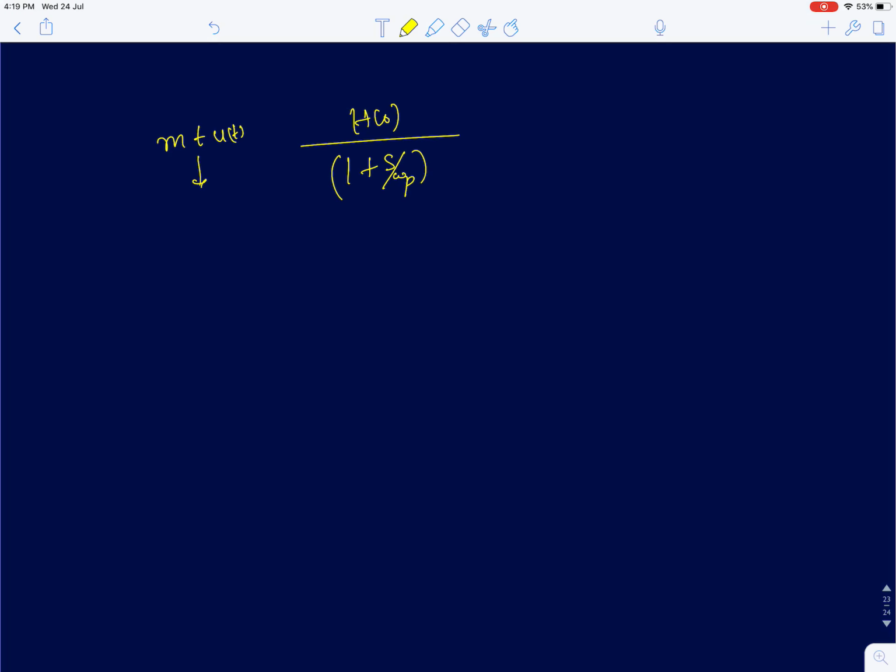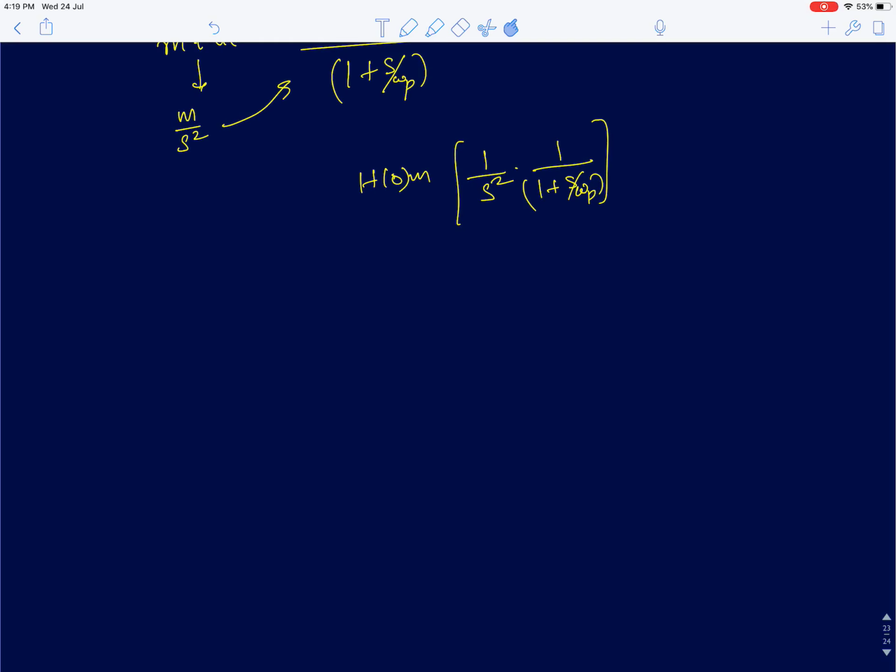to this system? So we will first convert this to a Laplace transform, which is m by s square. And when I feed this as an input, I can write H of 0 into m into 1 by s square. Unlike a step input, here there is 1 by s square, so you'll have to apply partial fractions twice. So I'll first write 1 by s into this, and I'll take 1 by s common out, and we know how to expand this.